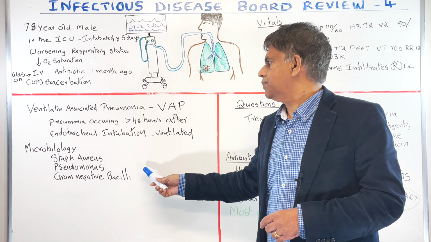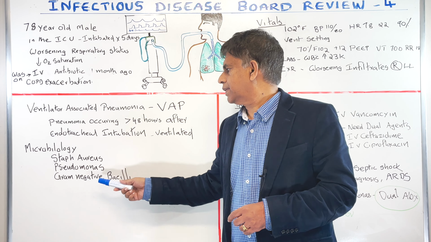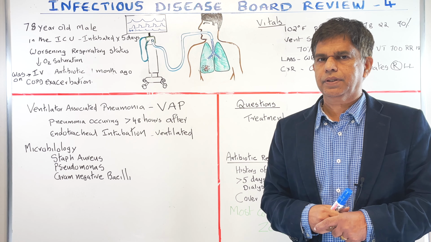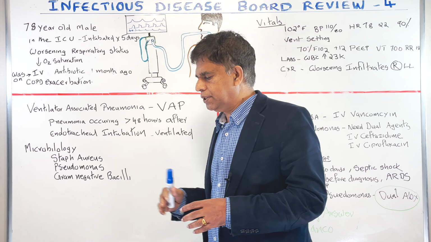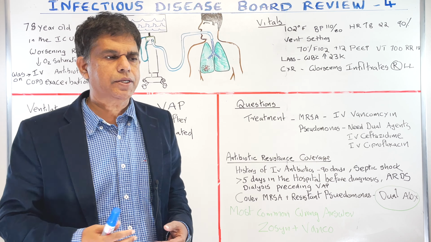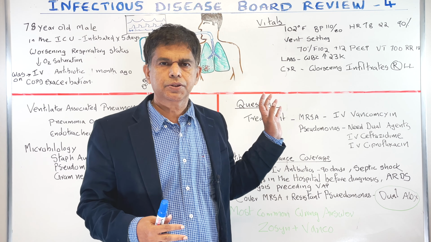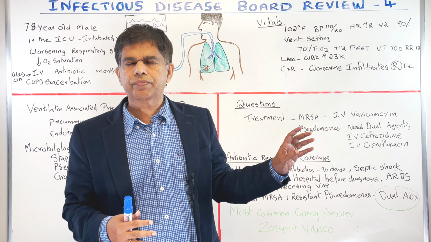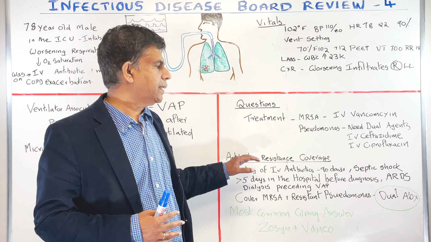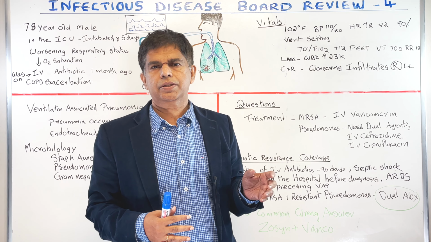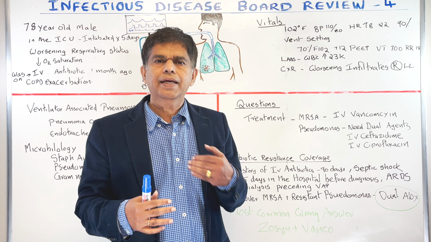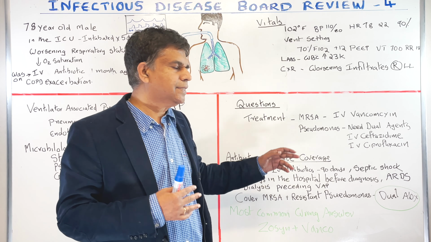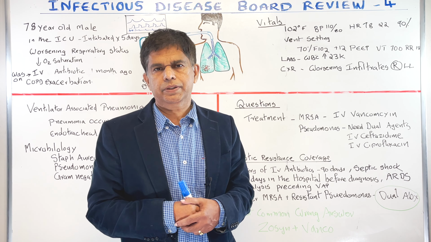For microbiology, you have Staph aureus, Pseudomonas, and gram-negative bacilli. Those are the most common organisms we have to treat. So the question is going to be, how do you treat this patient? What's so different about this patient? This patient's situation is a little different because he has risk for antibiotic resistance. So you have to tailor your antibiotic to that group. Antibiotic resistance coverage needs to be added for this person.